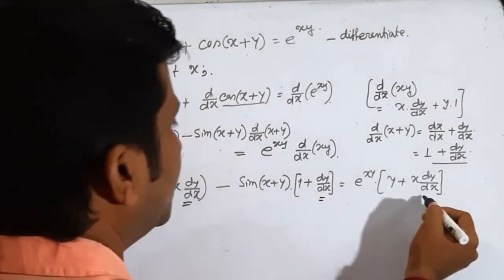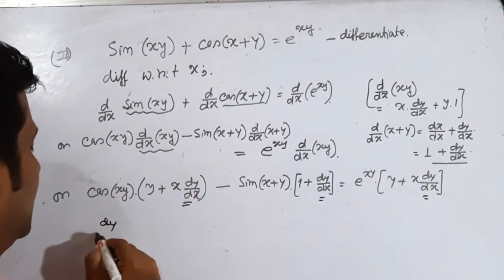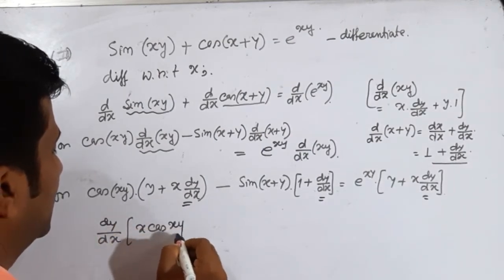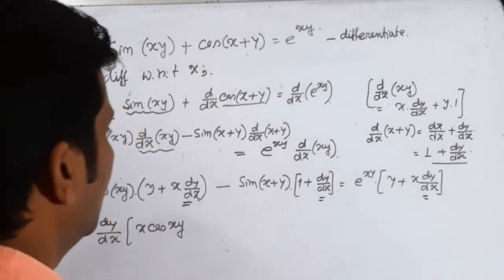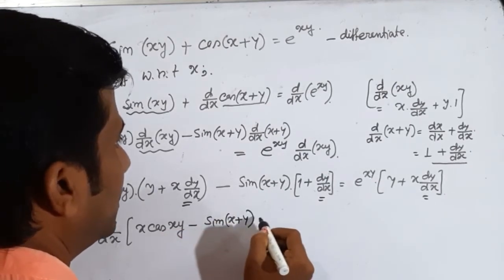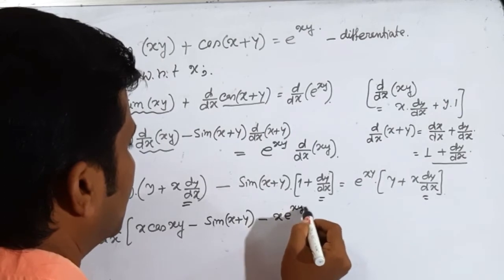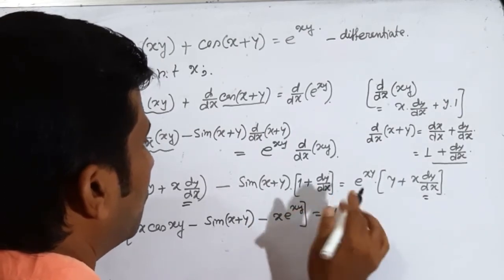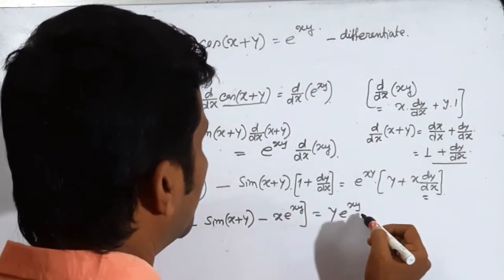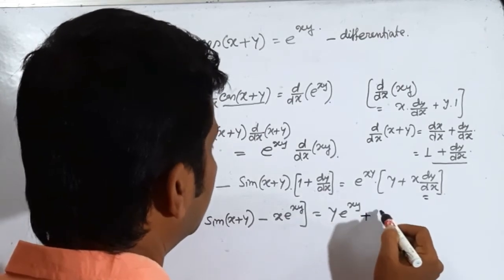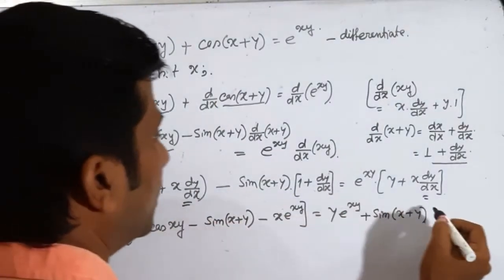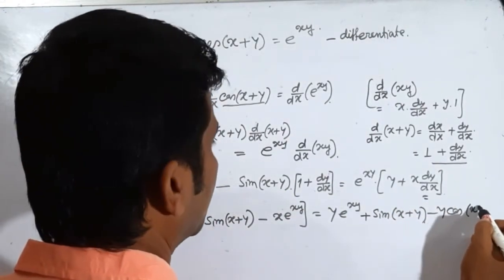Taking common of dy/dx, we get dy/dx (x cos xy - sin(x+y) - x e^(xy)) = y e^(xy). Changing to the right-hand side, we get this is equal to plus sin(x+y), and this term will become minus y cos xy.